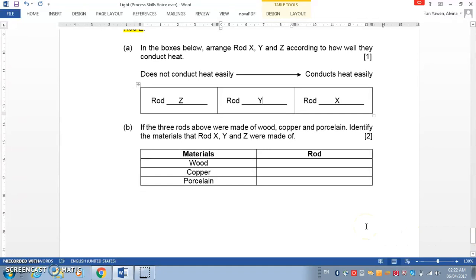We have 3 materials, Z, Y, and X, and now we need to match them based on their conductivity. So we have 3 materials, wood, copper, and porcelain. And they ask you to identify materials that X, Y, and Z are made of. So we all know that metals are the best conductor of heat. So looking at the option here, metal is actually copper, so this should be X. And we all know that wood is the poorest conductor of heat since it does not allow heat to pass through easily. So hence Z is the wood.